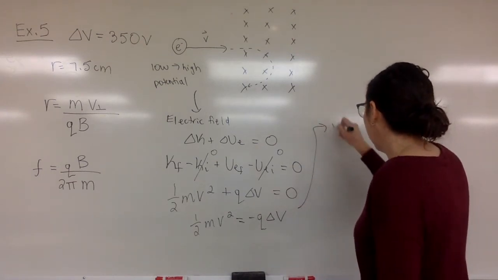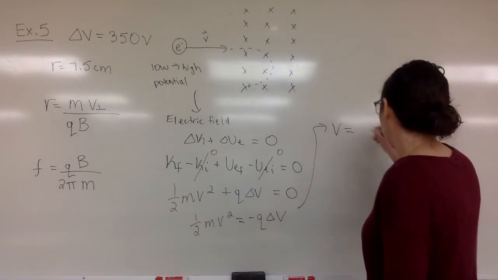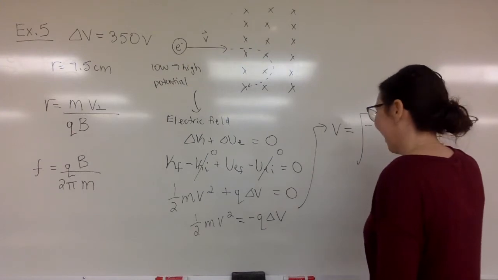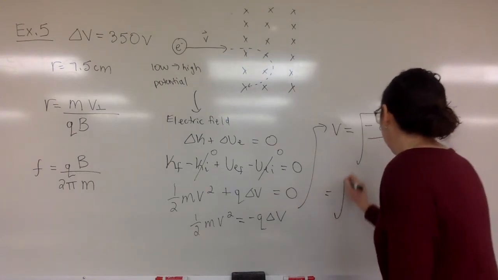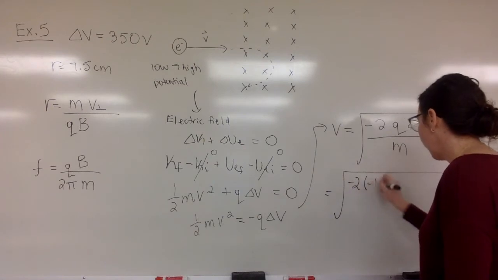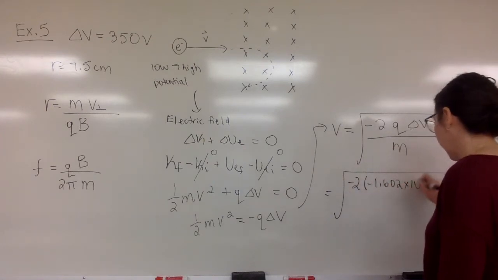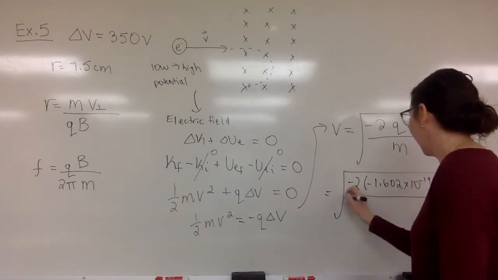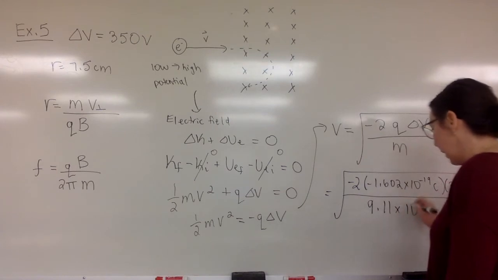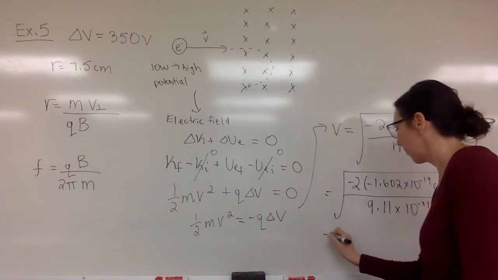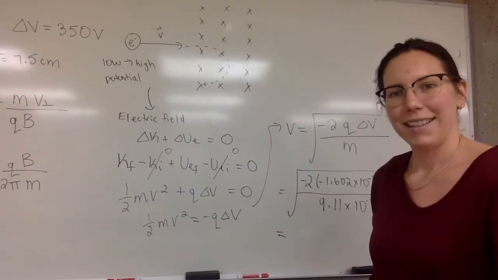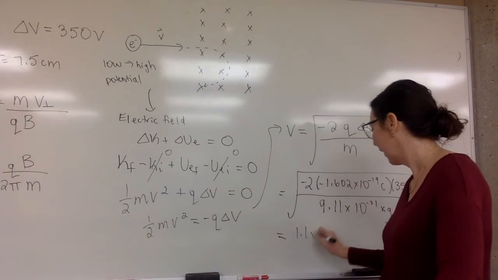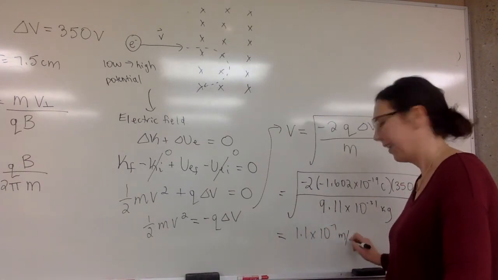So v will equal the root of negative 2 q delta V over m. So that's the root of negative 2 times negative 1.602 times 10 to the negative 19, times 350 volts, over 9.11 times 10 to the negative 31 kilograms. That will give me a speed of 1.1 times 10 to the 7 meters per second.